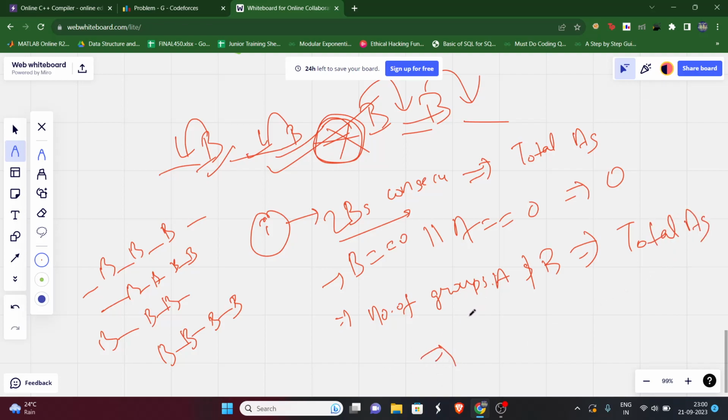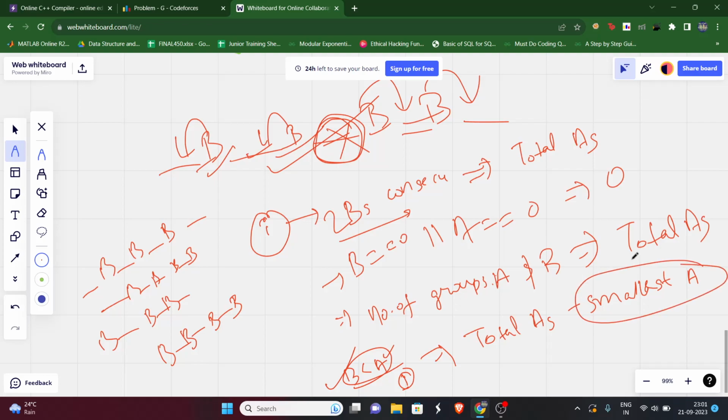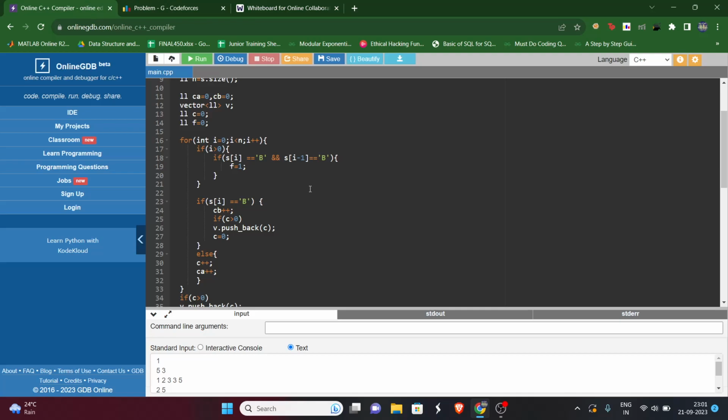Else, if the number of groups of B is less than A, and we know it will always be one less in this scenario, then our answer is total A's minus the smallest group, in the sense the group of A which has the smallest number of A's. So that will be our answer. Let's go to the coding part.